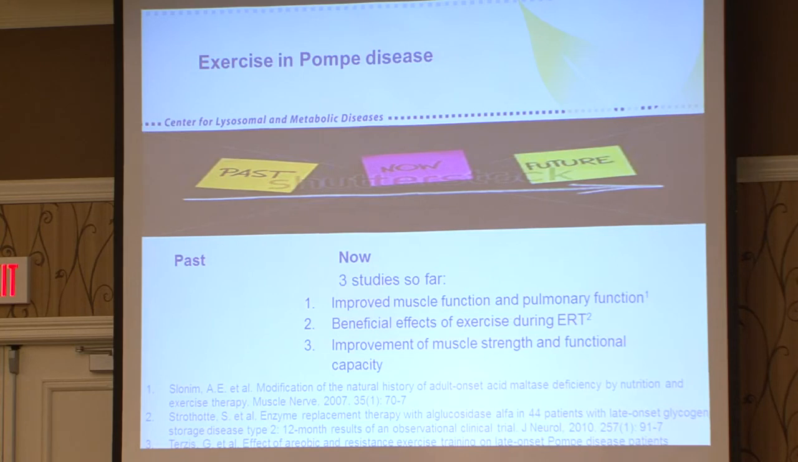We were not the first who gave attention to exercise training. The first, I think, a very well-known study in Pompe's disease is that of Slonim. That is quite a long study, but that was a study that combined exercise with nutrition. So it was not exactly known what is the effect of the nutrition, what is the effect of the exercise.